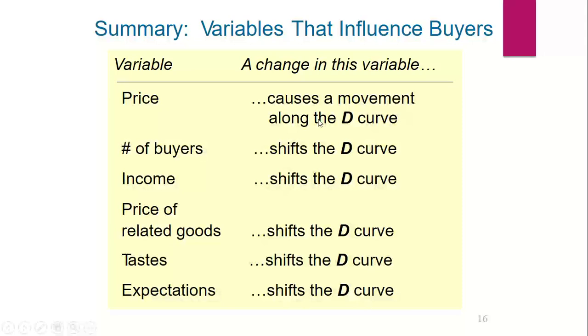Next is number of buyers, which shifts the demand curve. Income again shifts the demand curve. Price of related goods, tastes and expectations also shift the demand curve in either direction.